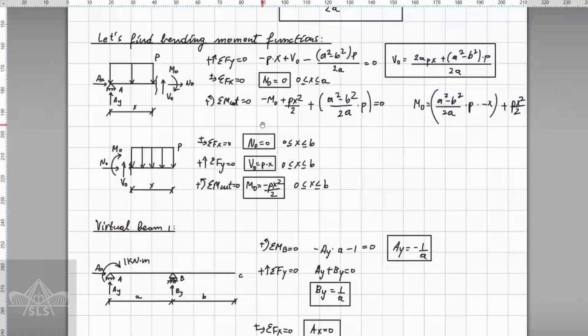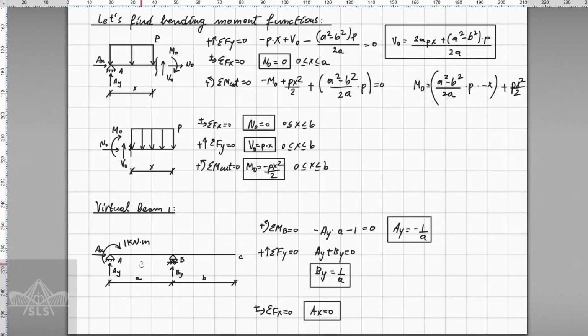For this problem, we started by determining the rotation at point A, for which we just have to apply a virtual bending moment, if we can call it that, with a value of 1. And then we use the same steps that we used before for the real beam, where we have to determine the support reactions and then find the functions for our actions, which are going to be shear, axial, and bending moment.